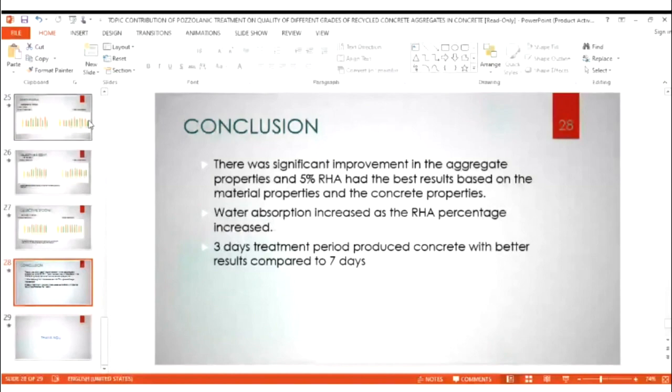But for water absorption, it was found that as the percentage increased, the water absorption also increased. And also the 3-day treatment produced better results than 7 days.